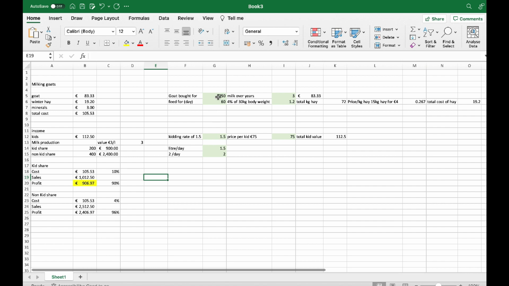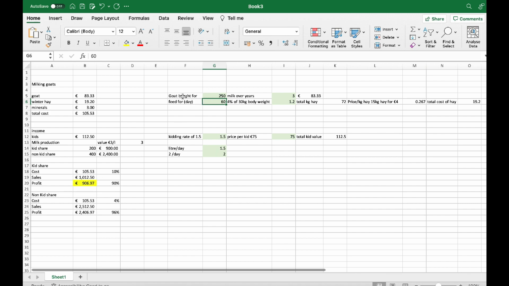So let's change, I'm thinking I'm going to haggle over the price of a goat. The guy's looking for 300 and I want to get it for 250. Well, if we keep an eye down here, we're going from making 890 euros a year to 916. Okay, that's 16 euros of a difference.